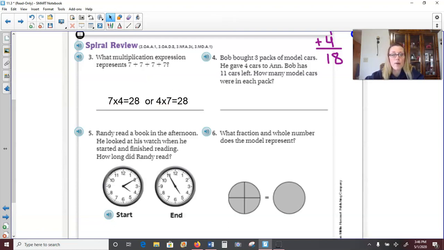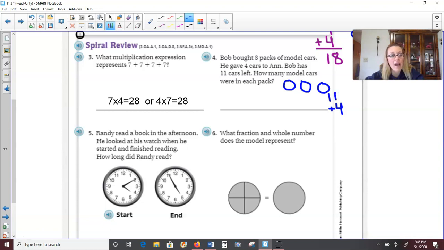Okay, number 4, Bob bought 3 packs of model cars. He gave 4 cars to Anne, and now Bob has 11 cars left. How many model cars were in each pack that he bought? So I like drawing a little picture for this. He has 3 packs. He gave away 4 of them, and now he has 11.